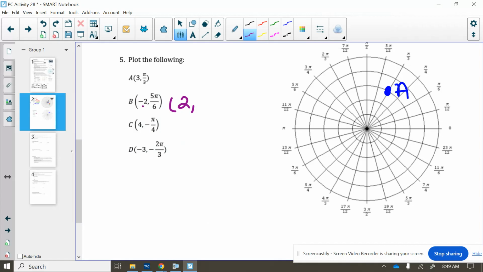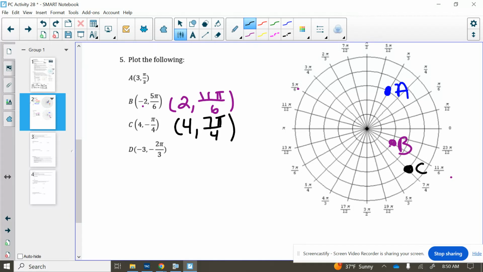So again, that negative kind of flips it from being at 5 pi over 6 to 180, or 1 pi, half the circle beyond. So at 11 pi over 6, we would be 2 units out. This is point B. Point C then, either again, negative pi over 4, or if we add 2 pi to that, that's the same thing as saying 7 pi over 4. So that's going to put us out 1, 2, 3, 4, right here.